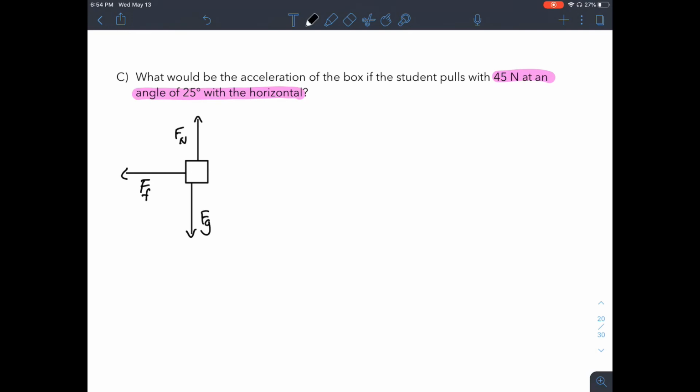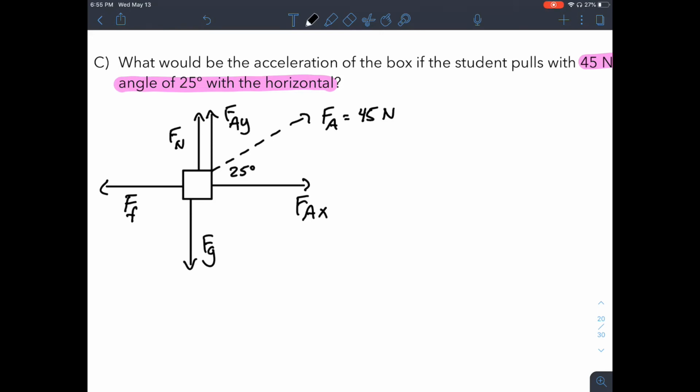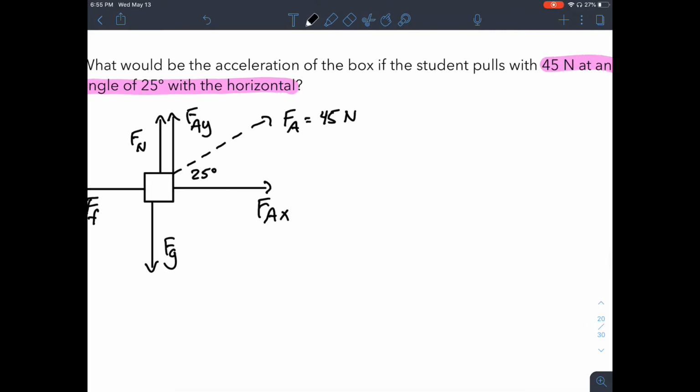That hasn't changed, but what has changed is now this poor soul is pulling with this applied force of 45 newtons at an angle, which means we need to break it up into an FAX component and an FAY component, because this person is decreasing the amount of friction between the box and the ground.